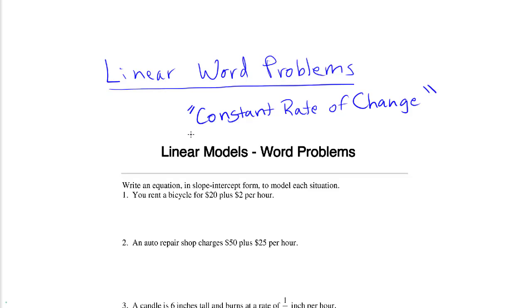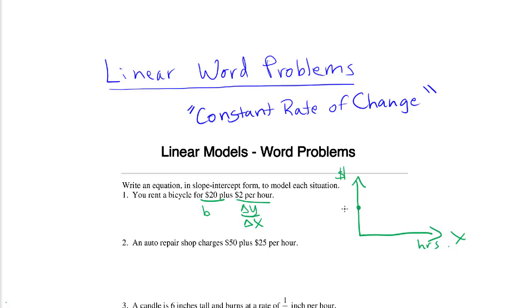So let's begin. You rent a bicycle for $20 plus $2 per hour. Essentially, our x variable here is hours. It's time. Our y variable is the entire cost in dollars. So what do we know? It's $2 per hour. That's our delta y, our change in dollars, per unit change in time, which is per hour. And $20 represents the initial, our b, our initial or y-intercept cost.